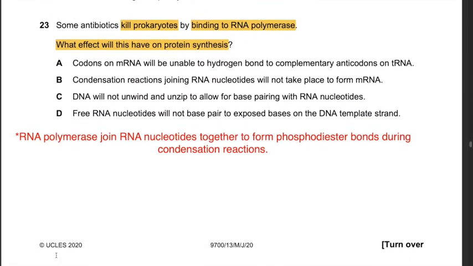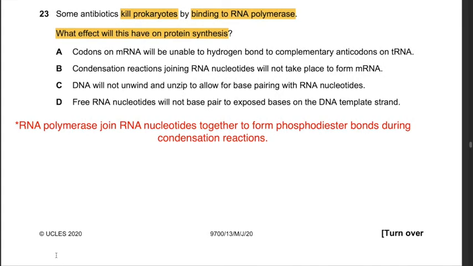Question 23. Some antibiotics kill prokaryotes by binding to RNA polymerase. What effect will this have on protein synthesis? RNA polymerase joins RNA nucleotides together to form phosphodiester bonds during condensation reactions. Therefore, if we go through the options A, B, C and D, option B represents the correct answer. Condensation reactions joining RNA nucleotides will not take place, as the main function of RNA polymerase is to join adjacent RNA nucleotides together during condensation reactions. Hence, the answer is B.